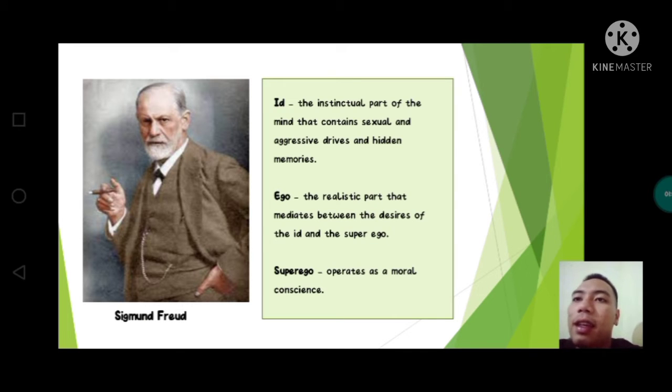Id: the instinctual part of the mind that contains sexual and aggressive drives and hidden memories. Ego: the realistic part that mediates between the desires of the id and the superego. Superego operates as a moral conscience.